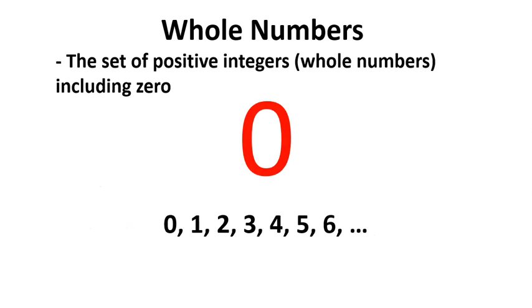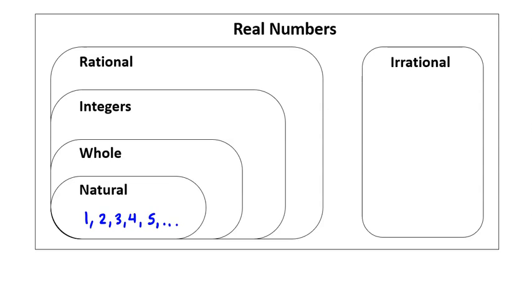Now, whole numbers is going to be the set of positive integers, but it's going to include that 0. So as if we started with 0, then 1, then 2, 3, 4, 5, 6, and so on. And you'll notice that natural numbers are also whole numbers. So all of the natural numbers that you'll see here are also within our whole numbers. So all natural numbers are whole numbers, but not all whole numbers are natural because 0 is not a natural number.